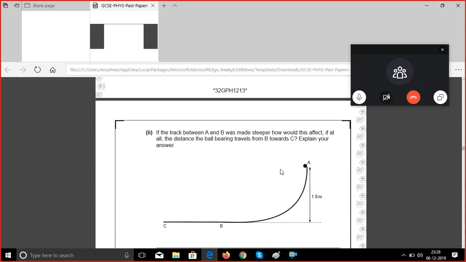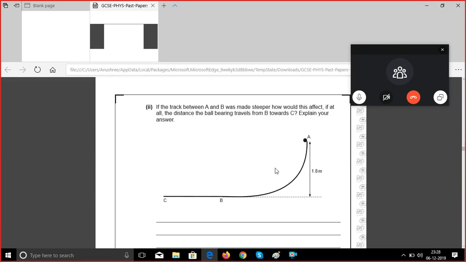Number 2. If the track between A and B was made steeper, how would this affect, if at all, the distance the ball bearing travels from B towards C? Explain your answer. So a steeper track between A and B would increase the speed.